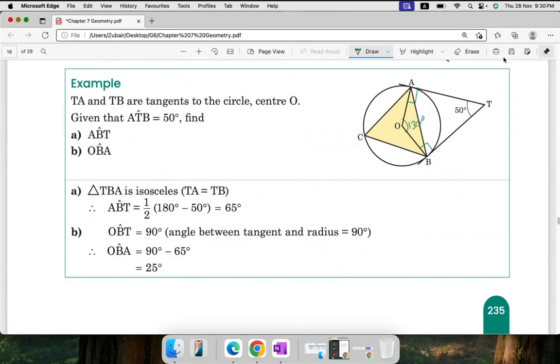And let's see what it's asking: ABT. ABT is obviously isosceles. X plus 50, so 180 minus 50 by 2 is 130 by 2. That's 65. Then OBA. The complete angle was 90, so 90 minus 65 is 25.